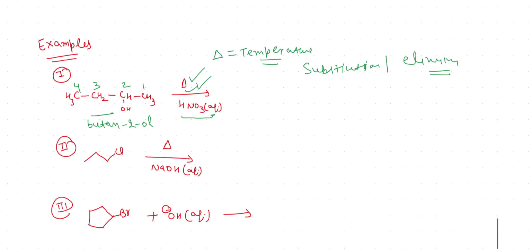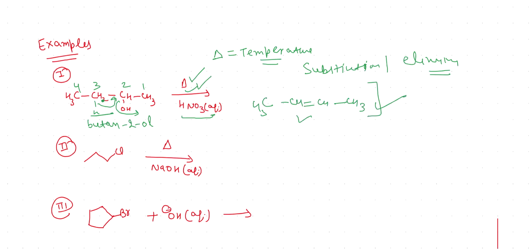So the final product will be the elimination product, CH3, CH3. Okay, this will be the final product. The H from here and the OH from here will be lost. So OH negative, or OH, can also act as a leaving group. This is the example of an elimination reaction because here temperature is used.